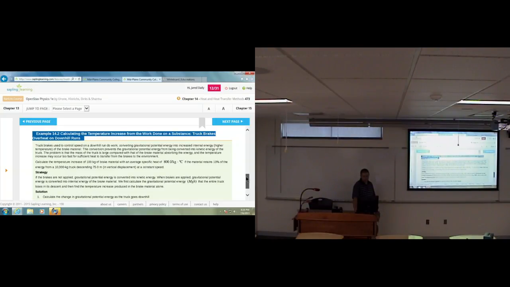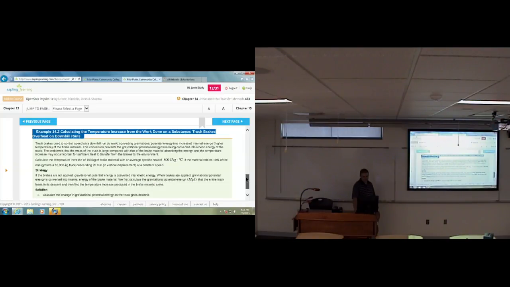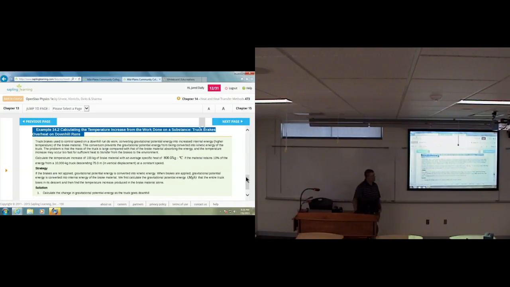Calculate the temperature increase from work done on a substance. So this is now a little bit different. Instead of just saying we change the temperature, we're going to actually tell you how we change the temperature. We're going to have truck brakes overheating as they go downhill. Truck brakes are used to control speed on a downhill run, and they're going to do some work, and they're going to convert gravitational potential energy into increased internal energy, in other words, higher temperature of the brakes. The conversion prevents the gravitational potential energy from being converted into kinetic energy of the truck.